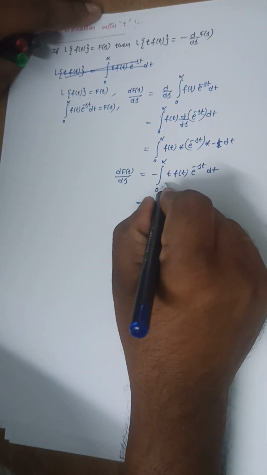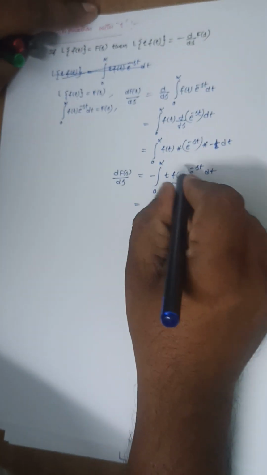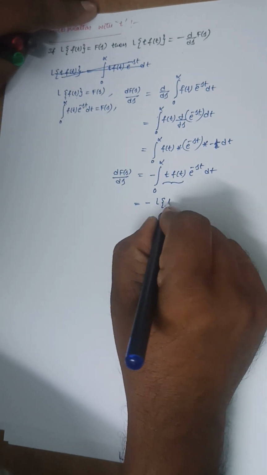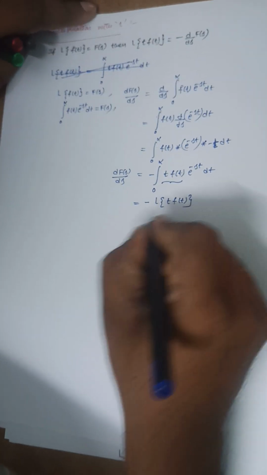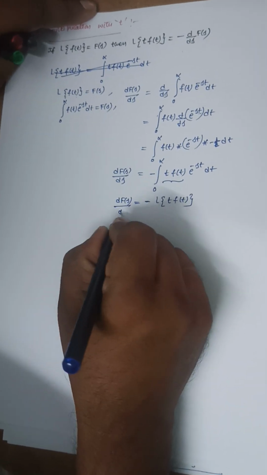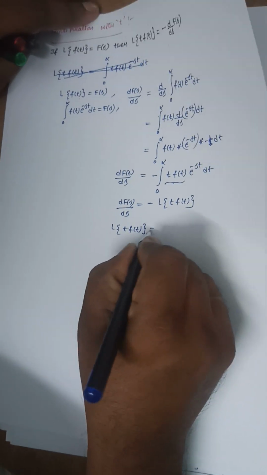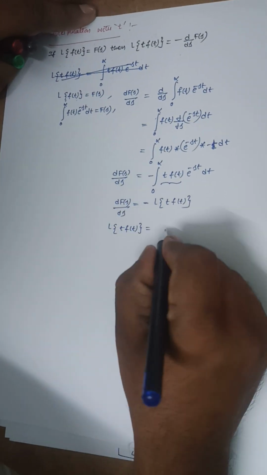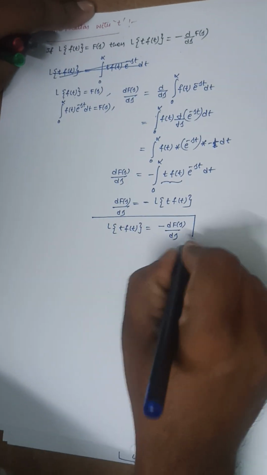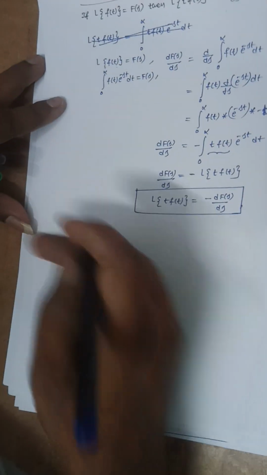And this expression, if I assume this is a function, it will become Laplace transform of t into f of t, minus of, so it is d f of s by ds. Now Laplace transform of t into f of t, if I bring this negative sign to the left side of that equation, is minus d f of s divided by ds. This is how we need to prove this multiplication with t.